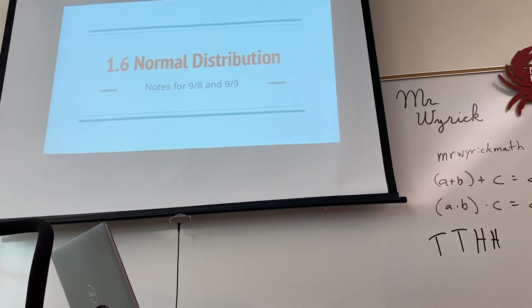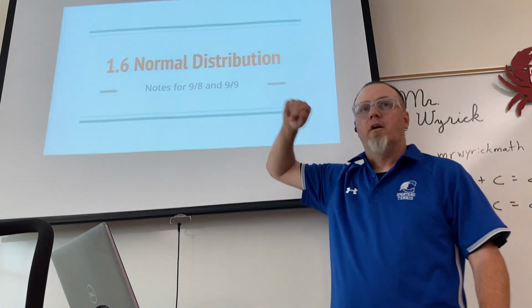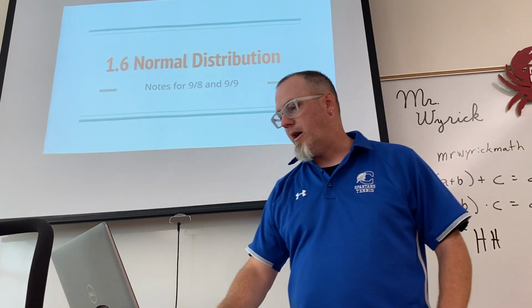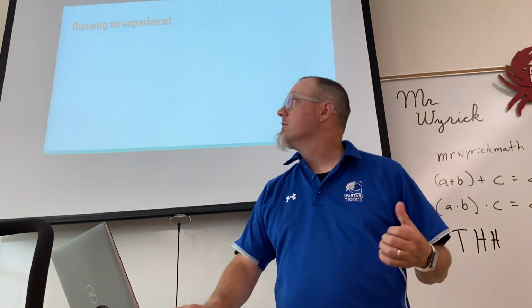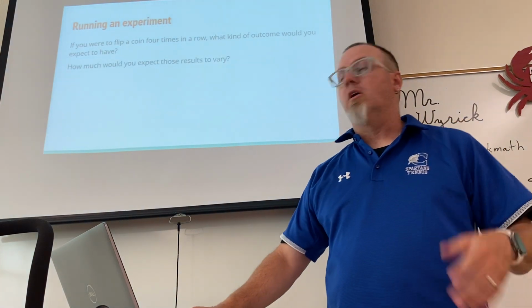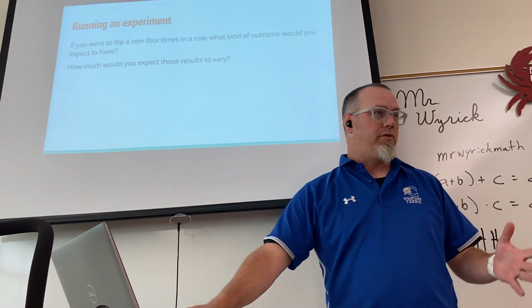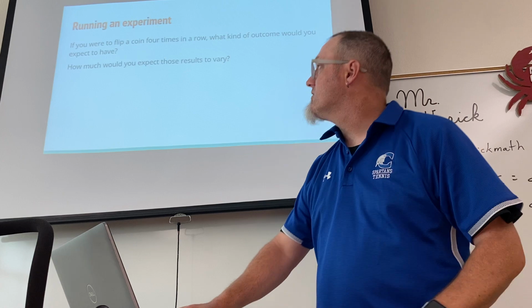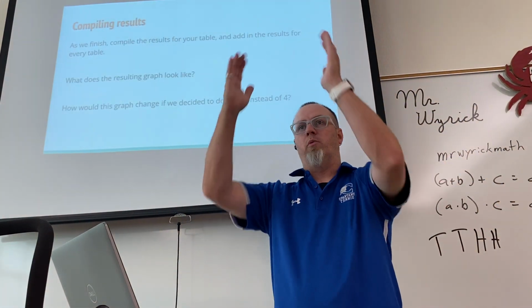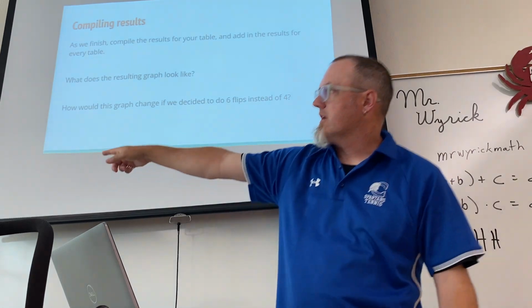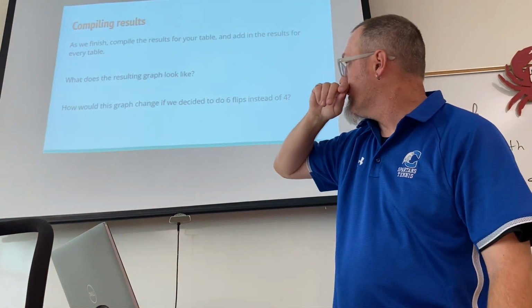All right, so if we're starting here, let's talk real briefly about what we did yesterday. Yesterday we did the experiment, right? We're flipping the coins. We cataloged: did it come up 0, 1, 2, 3, or 4 heads? And we came up with a graph that had a shape that went something like this, or something like the illustration over there on the board, okay?